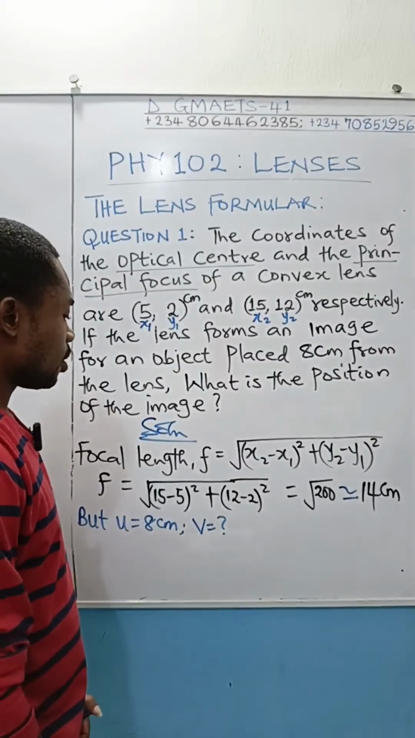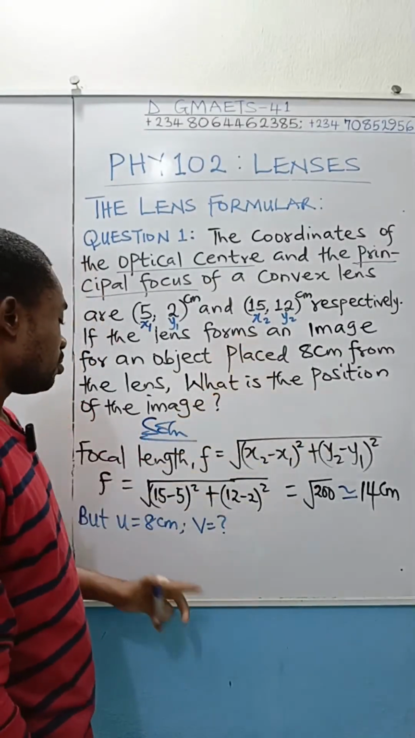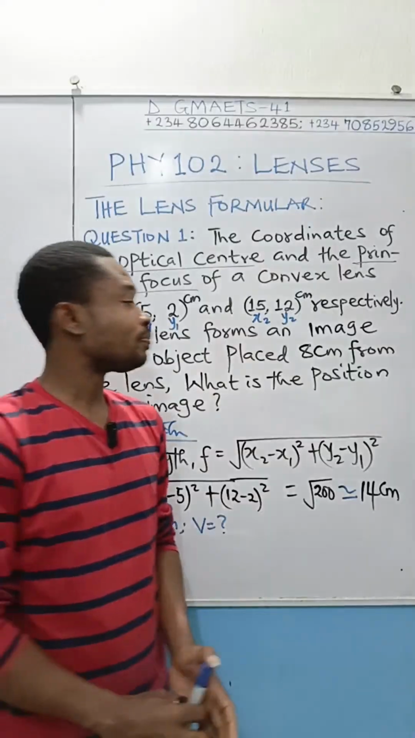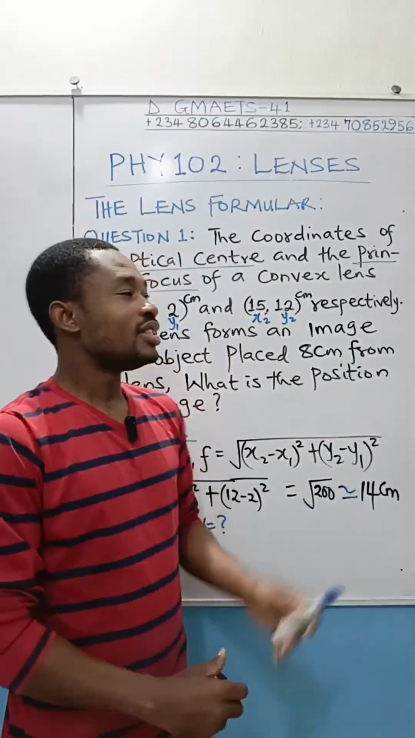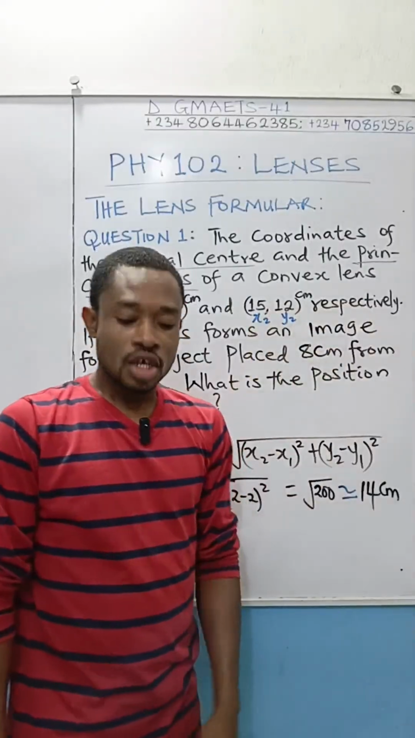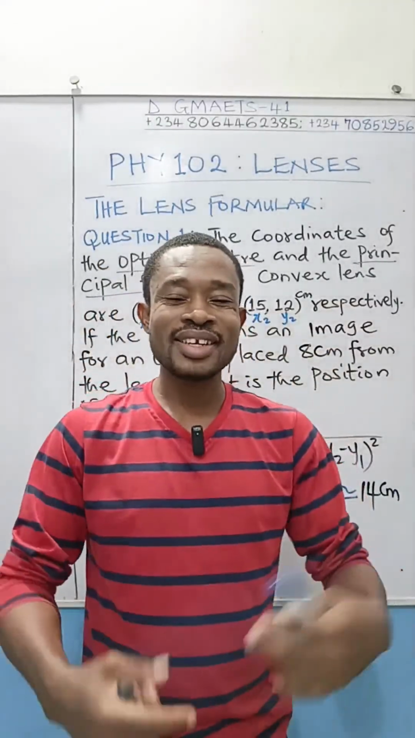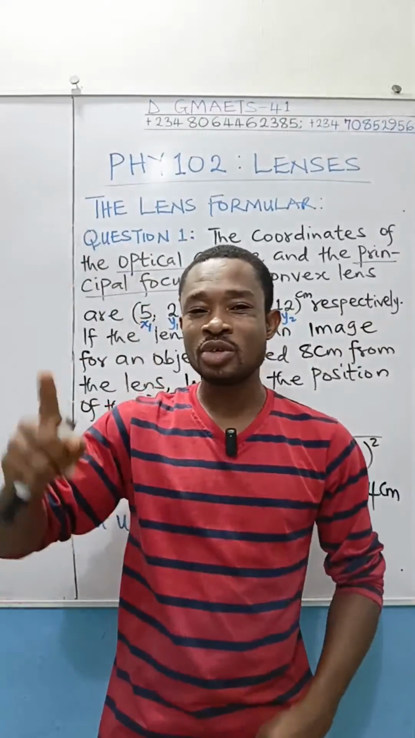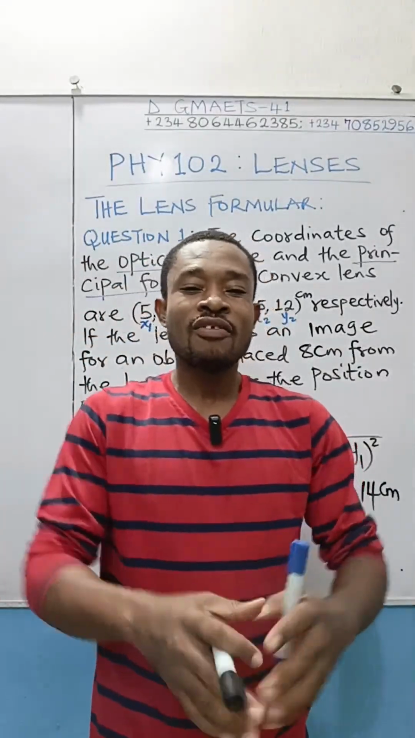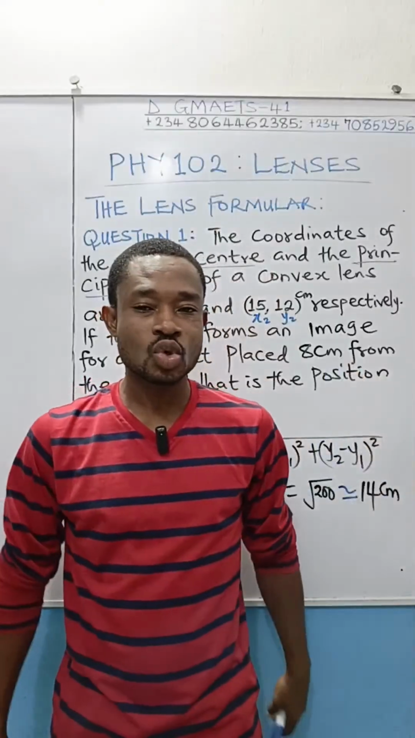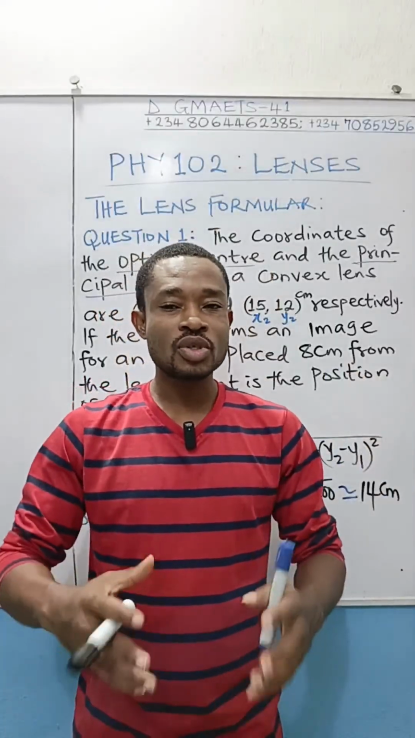All right, so we are looking for the image distance or image position. We don't know it. But which type of lens is this? This is a convex lens. Don't be too quick to start applying the lens formula, 1 over f equal to 1 over u plus 1 over v, to solve problems, especially for a convex lens problem. Don't be too quick.